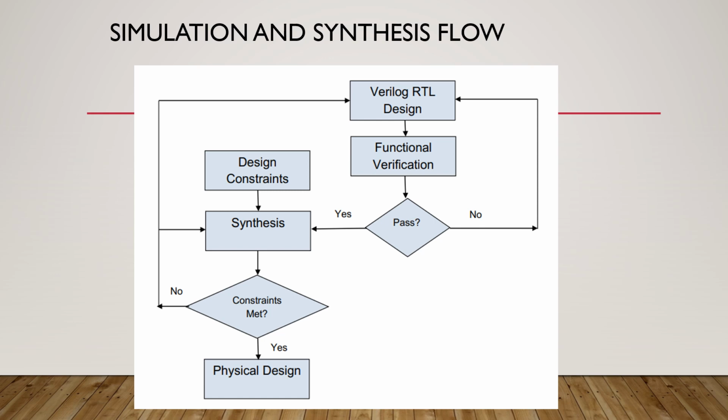If the design passes, then it moves on to the synthesis step. Otherwise, again we have to change our program. If it is passed, the synthesis tool will get inputs like design constraints, RTL coding, as well as the libraries. These three are the inputs to the synthesis. The synthesis tool will produce the output which is called the gate level netlist. So the inputs to the synthesis are library, RTL coding, and design constraints.